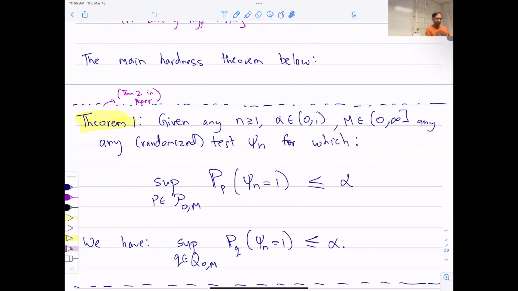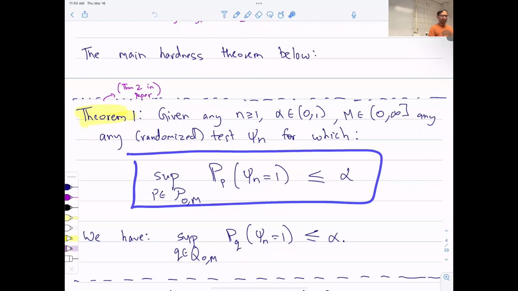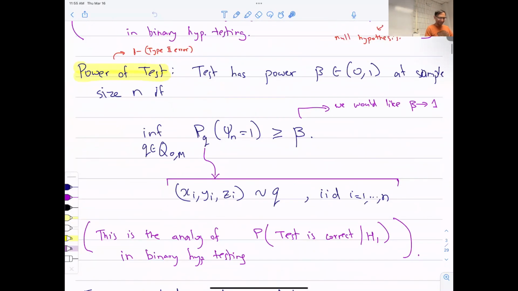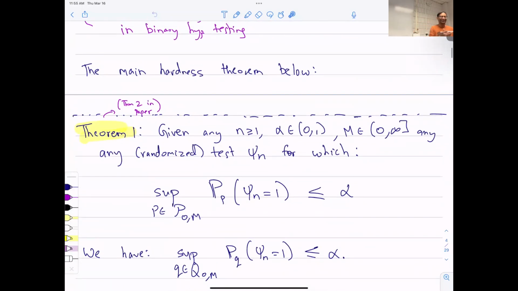So their theorem 2 in their paper is the following: given any n, any level alpha you want, and any m, and any randomized test for which the level is small, the power is also small. In fact, it's worse: it's the sup, not even the inf. The power, remember, was the inf. It is saying not just the inf, even the sup. It's way stronger. It's a hopeless problem. It's saying CI testing in general is a hopeless problem. That's the first result.